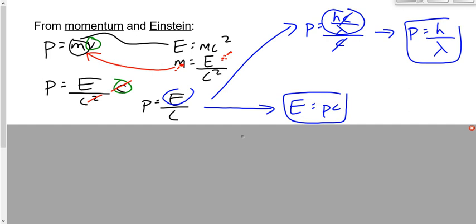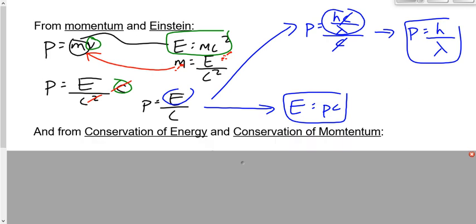Both of those equations appear in the top right-hand corner of your data sheet. So does this one, by the way. E is equal to mc squared appears in the top right-hand corner as well. There is one more equation that appears in the top right-hand corner that's relevant to this. And it comes from two laws. We're not going to show you how to derive it here. It's a nasty one to derive. It comes from the law of conservation of energy and conservation of momentum combined. And it looks like this.